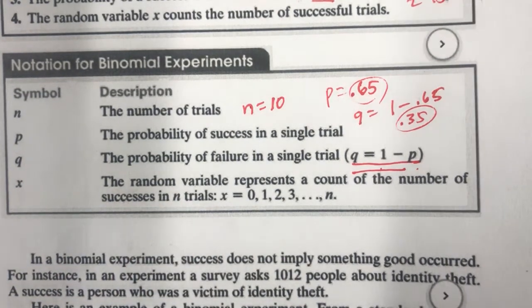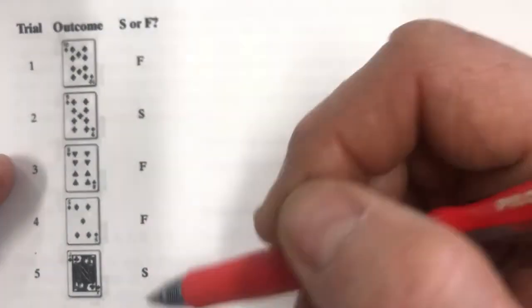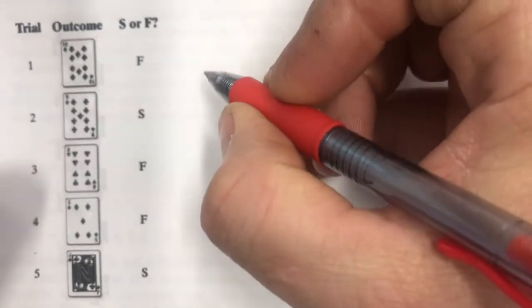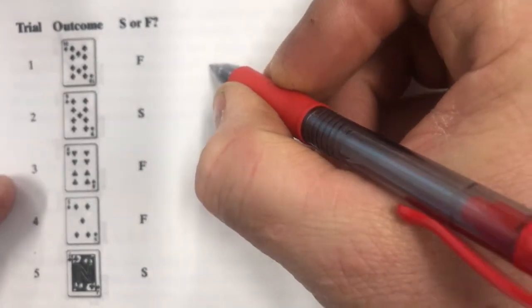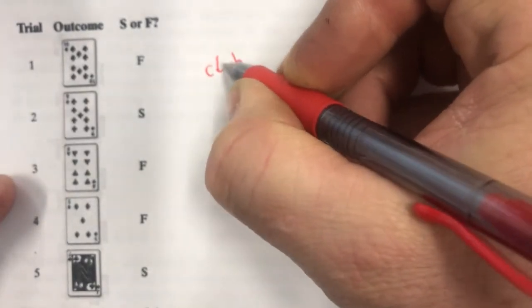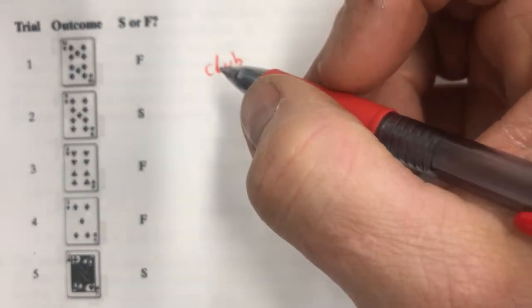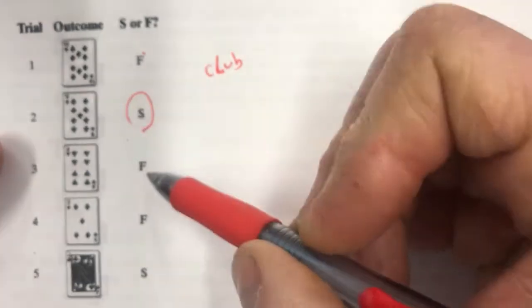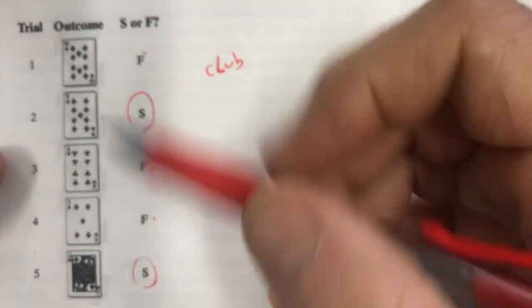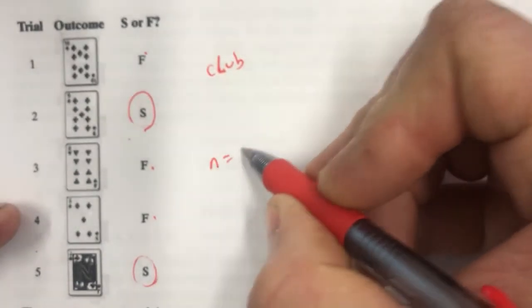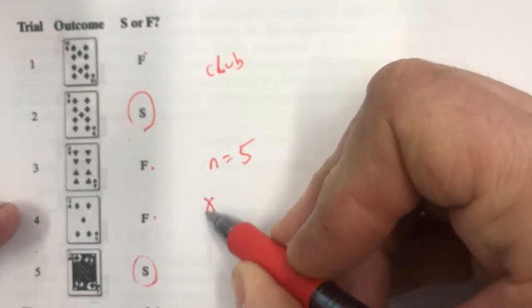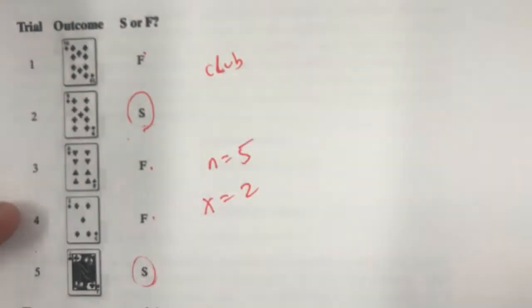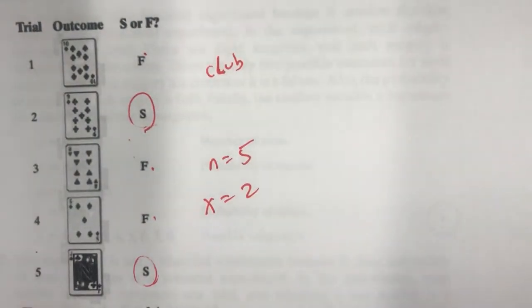Okay. All right. So here you can see we've got some cards we're drawing, and I think on this binomial experiment, success was getting a club. What's the probability of getting a club? So like here, fail. Here's a club. That's a success. Fail, fail, and then here's a success. So in this one, we did it 5 times. So n is 5. x would be 2 because there are 2 successes.